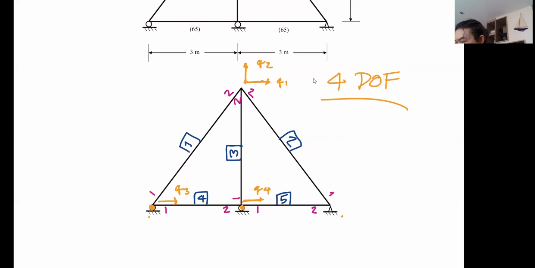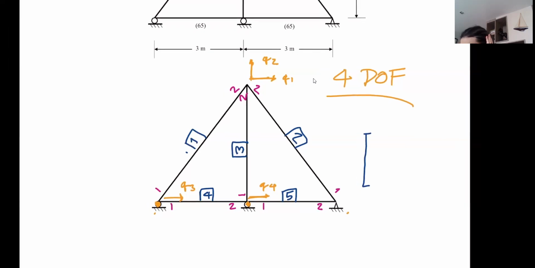Let's try. For example, you can write that way. When you see member number 1, you see it's node 1, 2 like that. So you see right away that for member number 1 at local node 1, you can have Q3 and 0, right? So it's 3, 0. And then when you look at node 2, it's a free end, and we say here is Q1 and Q2.